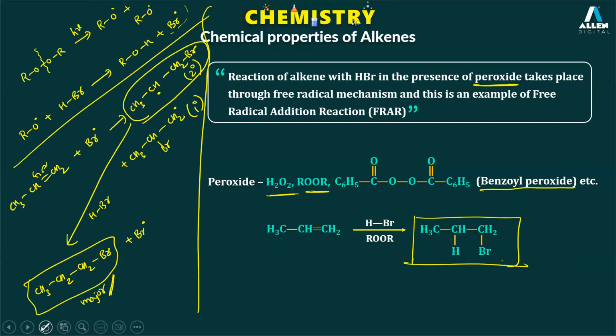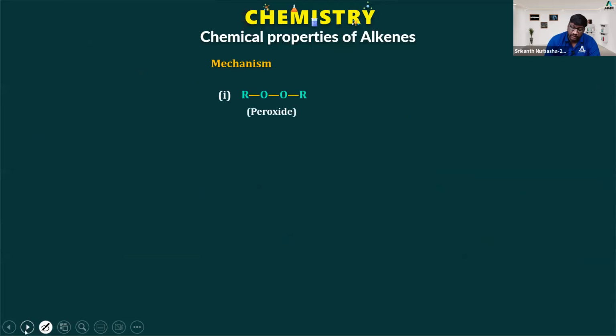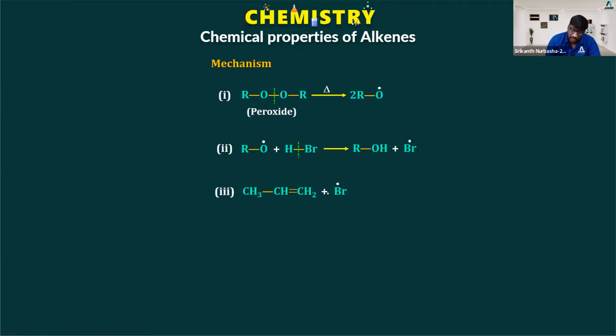Let us look at the same mechanism, whatever I have discussed. So peroxide we have taken, so we get the RO dot. That RO dot will pick up the H dot. Homolytic cleavage occurs. You will generate ROH plus Br dot. CH3 CH double bond CH2 plus Br dot.